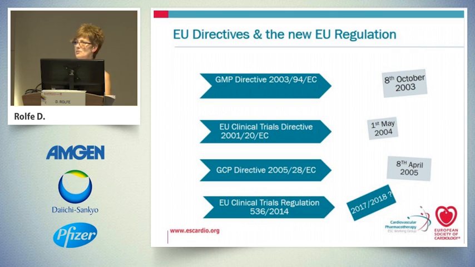So quickly, I'll tell you a little bit about directives and regulations, expanding on what happened when. You had the GMP, the Good Manufacturing Practice Directive, which was brought into play on the 8th of October 2003. You had the Clinical Trials Directive on the 1st of May 2004. Then the GCP Directive on the 8th of April 2005.